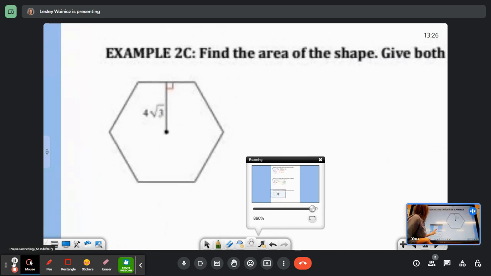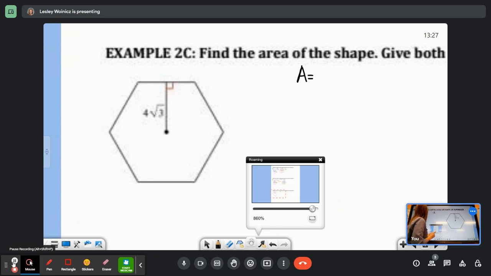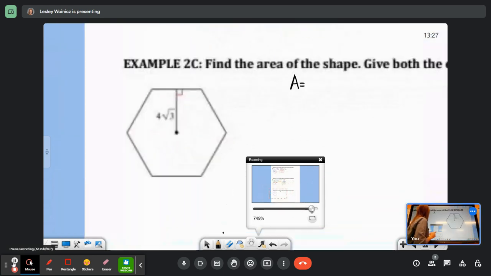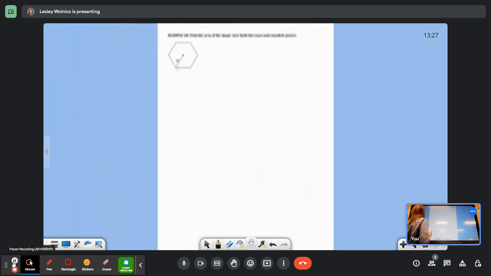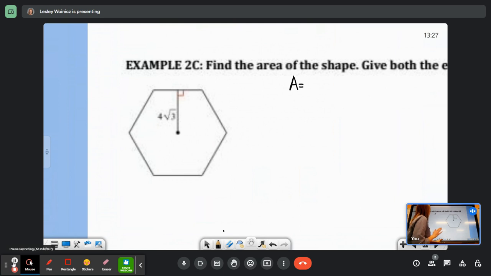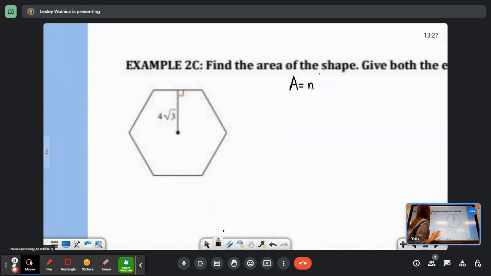Okay, guys, this time we actually do have a hexagon. Let's remind ourselves what the formula is. Area equals the number of sides. Oh, hold on, my board's being dumb. Okay, sorry. It's the number of sides times 1/2 times the apothem times the side length.